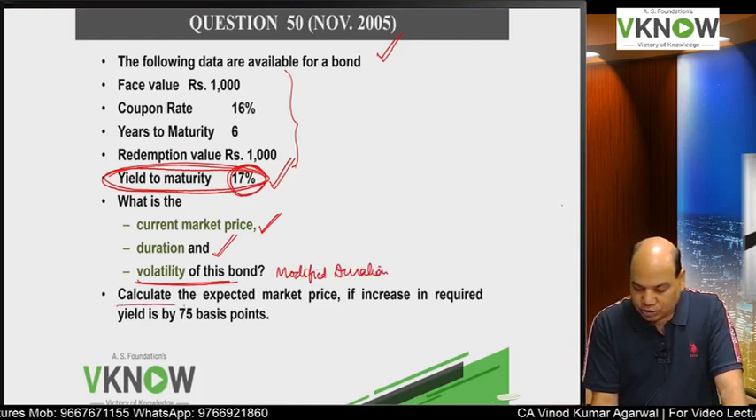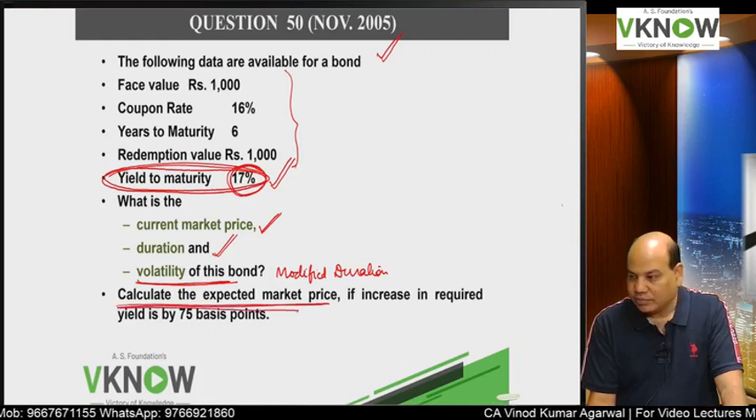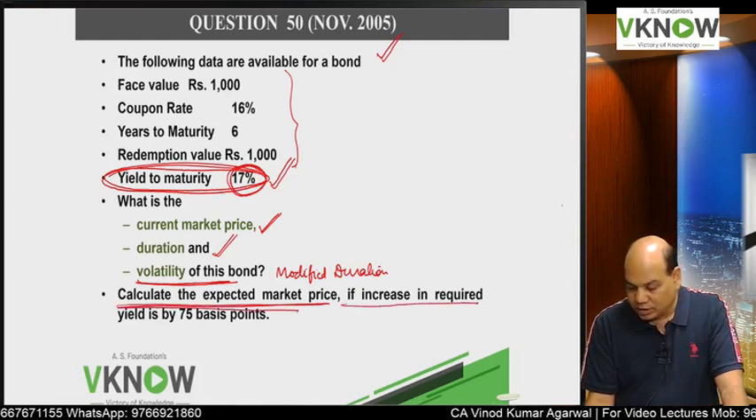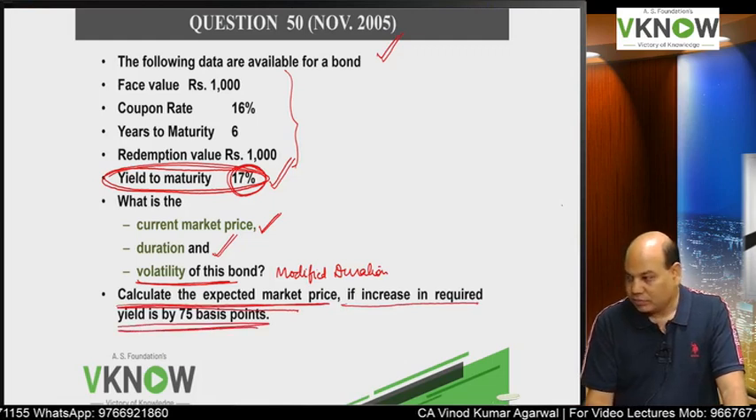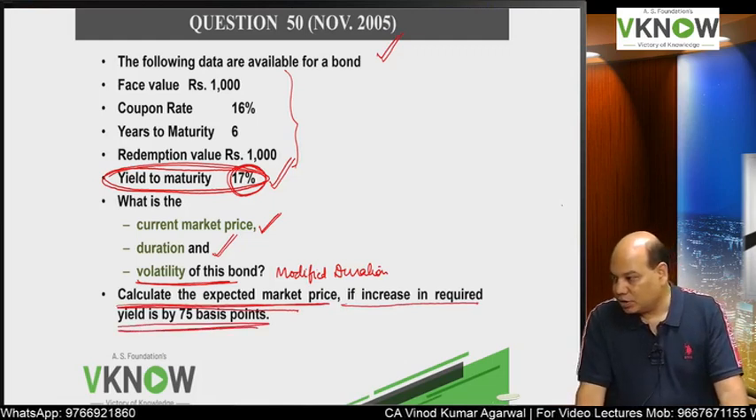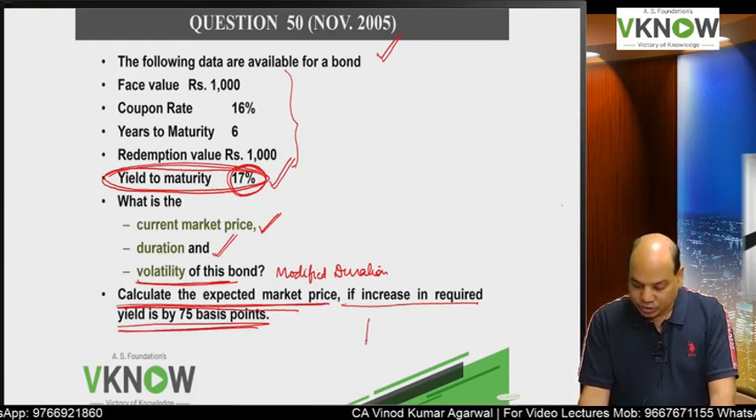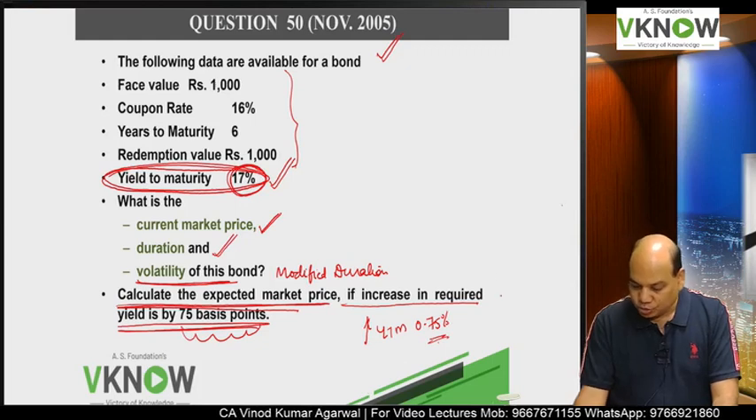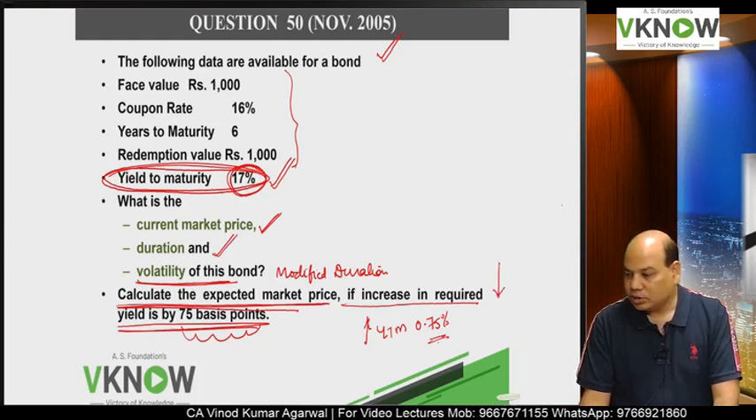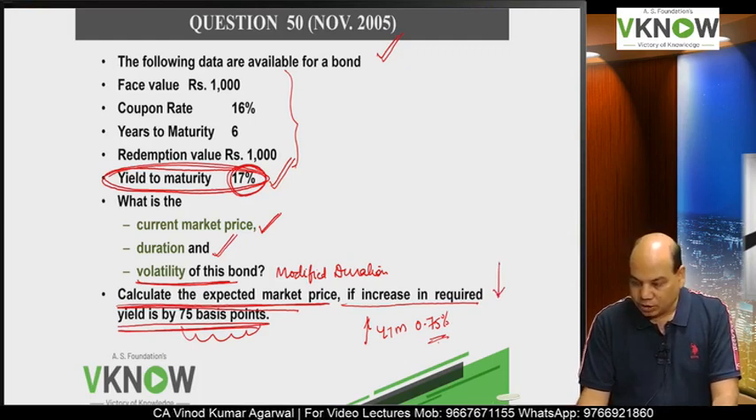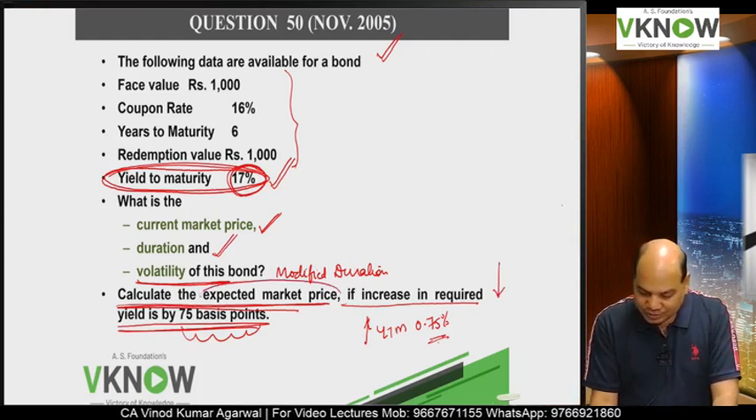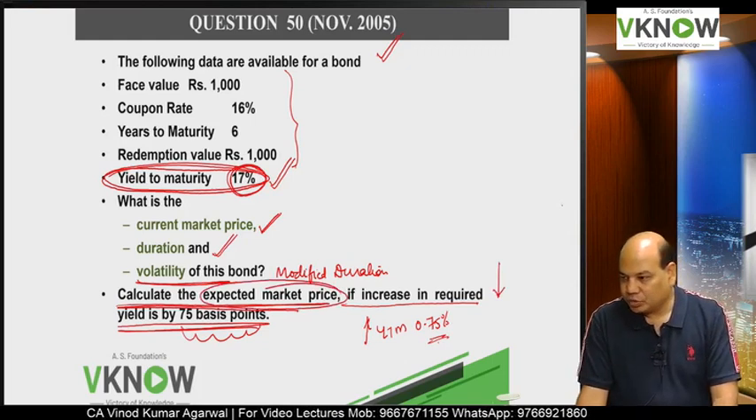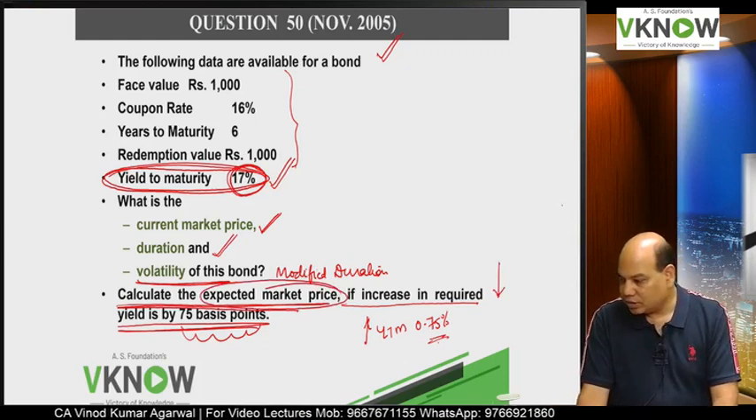And then you have to also calculate the expected market price if the increase in required yield is by 75 basis point. If YTM increases by 0.75%, 75 basis point means 0.75%. So bond price will fall. But how much will the bond price fall? That you have to find, and find the new price. So this type of question they ask in the exam sometimes.